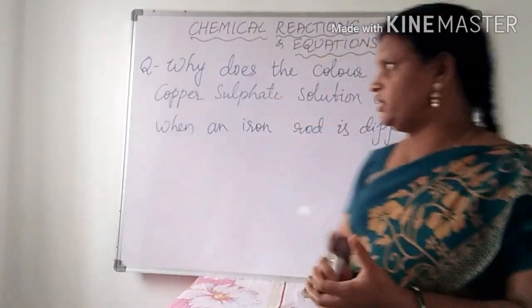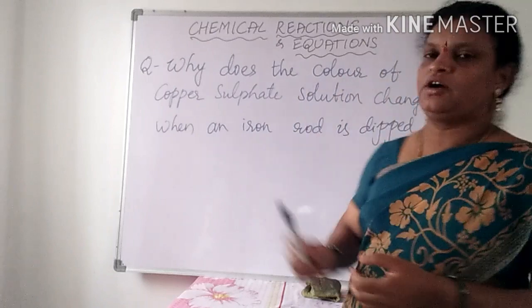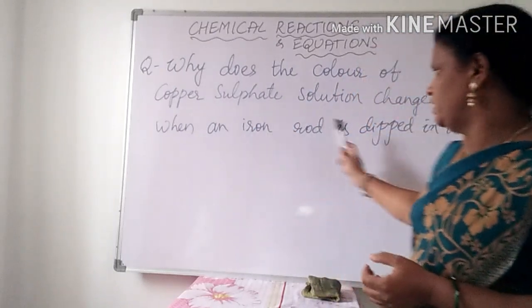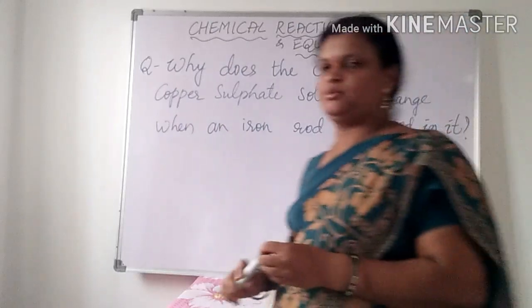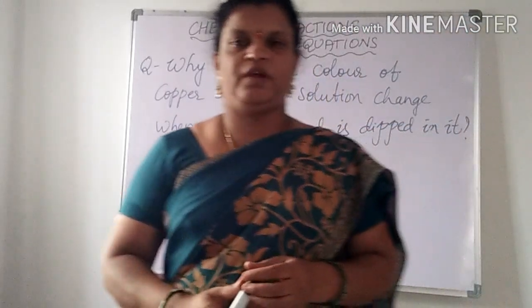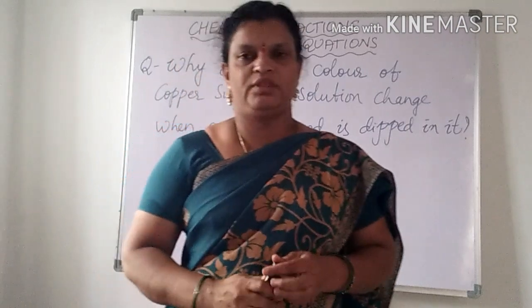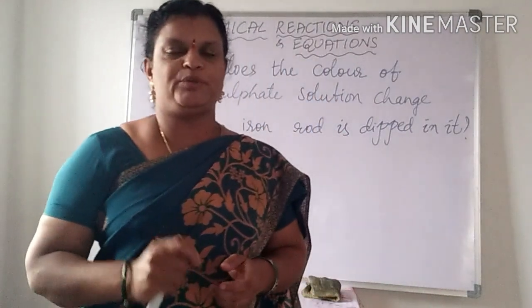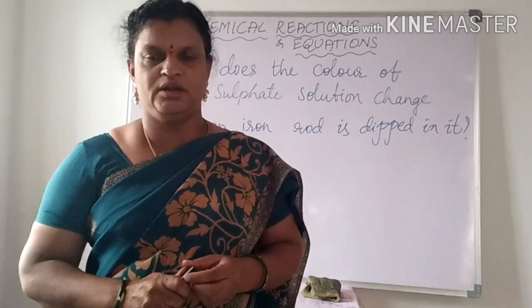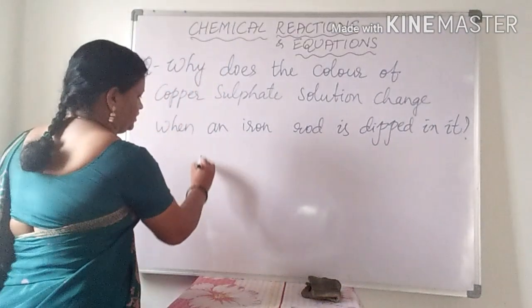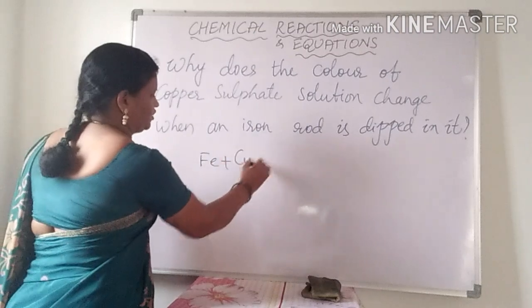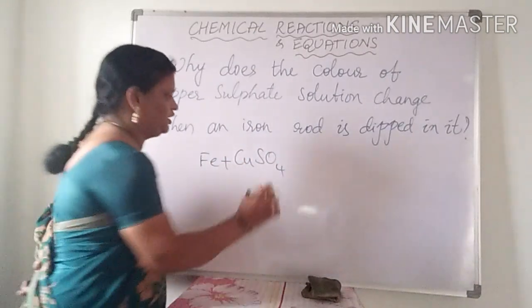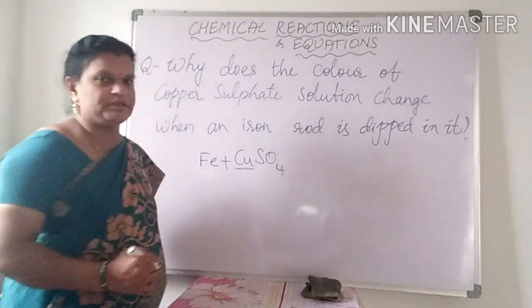Let us see another question here. Why does the color of copper sulfate solution change when an iron rod is dipped in it? If you observe this activity, we dissolve copper sulfate in water. Then, when the iron rod is dipped in it, we can observe that copper deposition takes place on the iron, because iron is more reactive than copper. So that is why it displaces copper from copper sulfate.